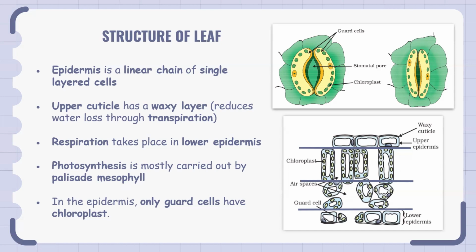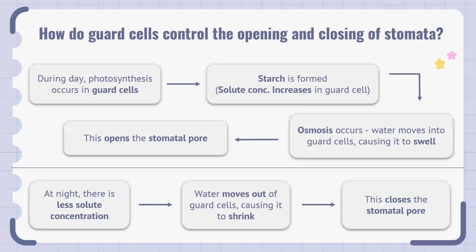The diagram of the guard cells and stomata that you see above is important for the next topic, that is, how guard cells control the opening and closing of stomata. At daytime, photosynthesis occurs in the guard cells, which result in starch formation. Starch is accumulated in the guard cells and thus solute concentration increases. Through osmosis, water moves into the guard cells, causing it to swell. This swelling causes the stomatal pore to open.